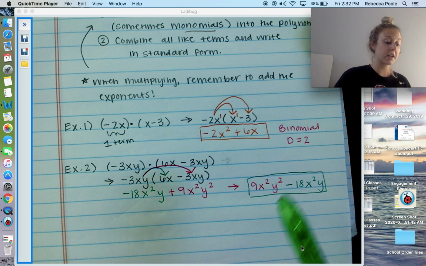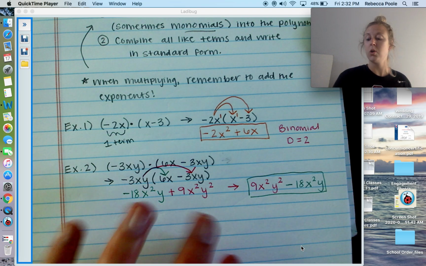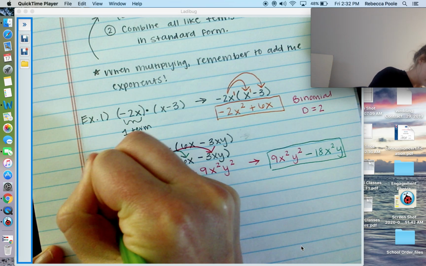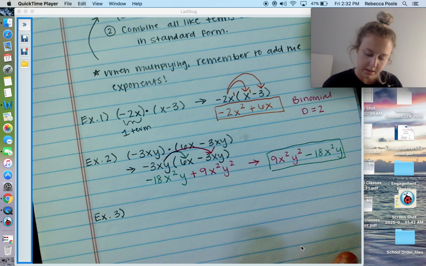All right, if you wanted to classify, this would also be a binomial, but I'm going to skip that part with you guys because I feel like we're okay with that. So let's move on to example 3.